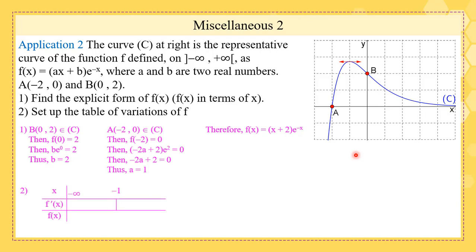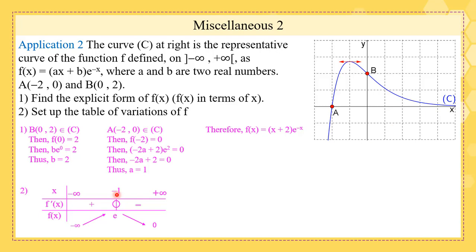Well, this is the table of variations. The domain of definition is negative infinity, positive infinity. We can see from the graph that the curve increases then decreases. So this would be positive and the other part would be negative, increases, decreases. Well, the limit at minus infinity, when x tends to minus infinity, it's far away down, so it will be minus infinity. And the limit at plus infinity, when x is plus infinity, the curve is strictly above the x-axis, so the limit is 0.